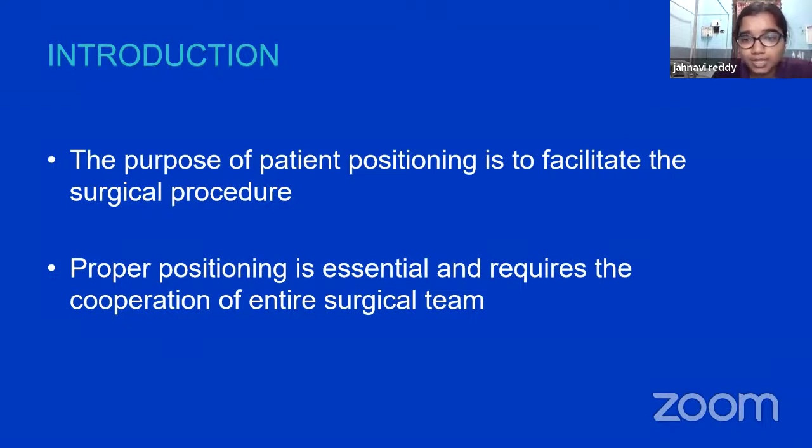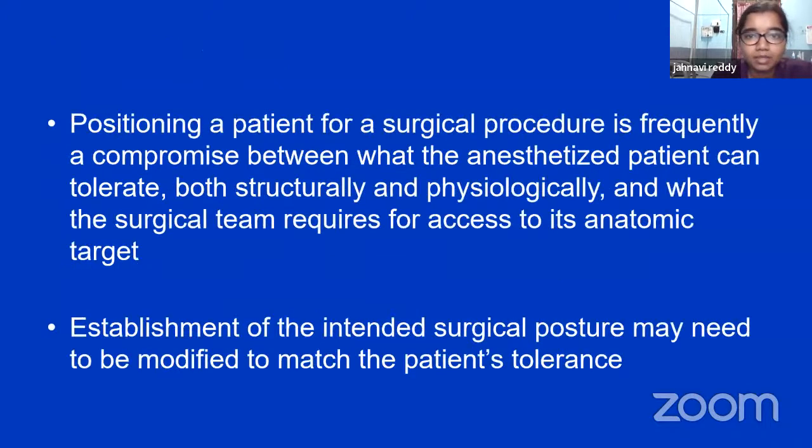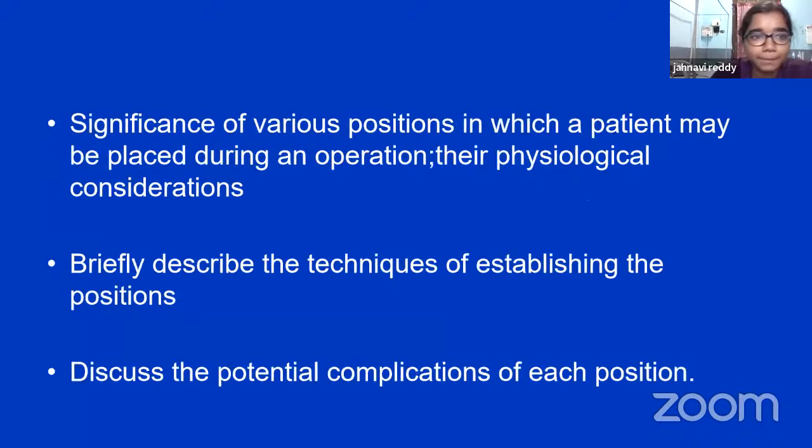So, proper positioning is essential and requires the cooperation of the entire surgical team. Positioning of a patient for a surgical procedure is a compromise between what the anesthetized patient can tolerate both structurally and physiologically and what the surgical team requires to access the anatomical target. So the intended surgical procedure may be modified to match the patient posture and also further according to the surgeon who is operating on the patient.